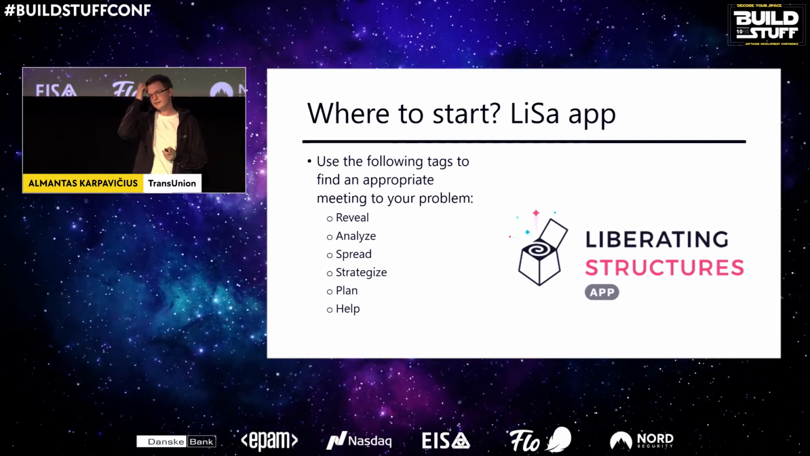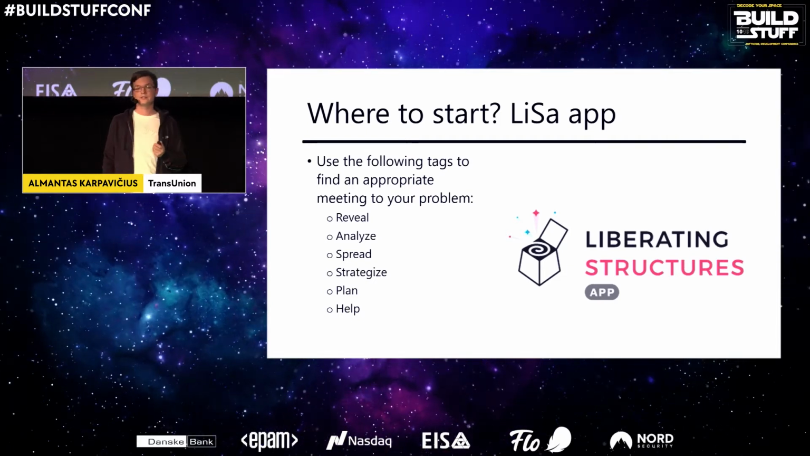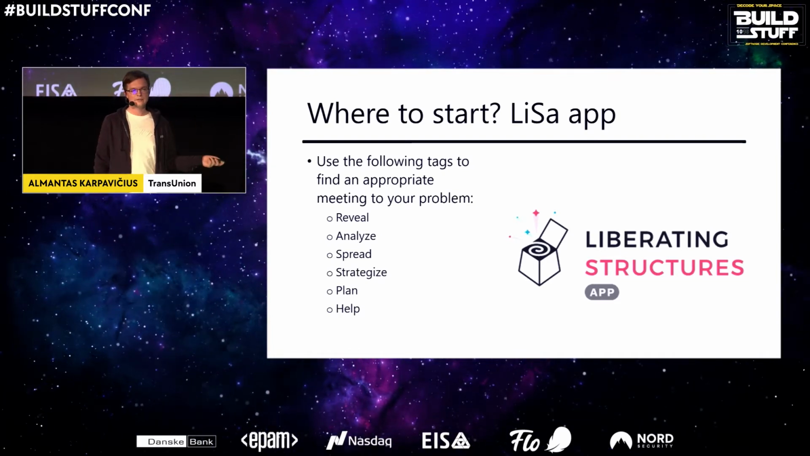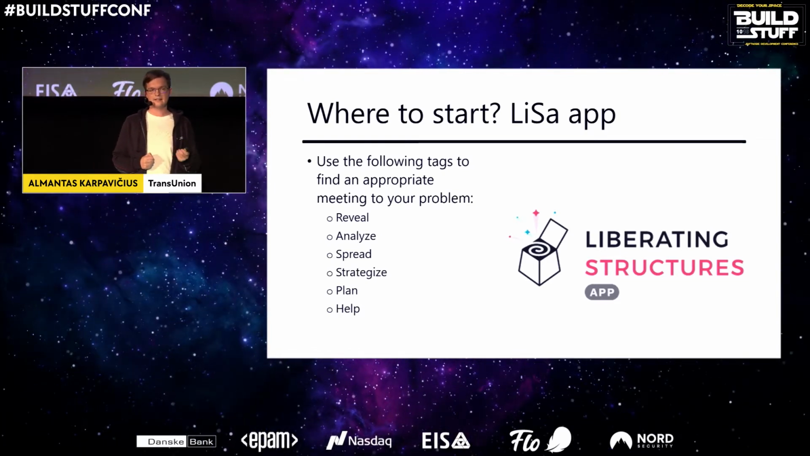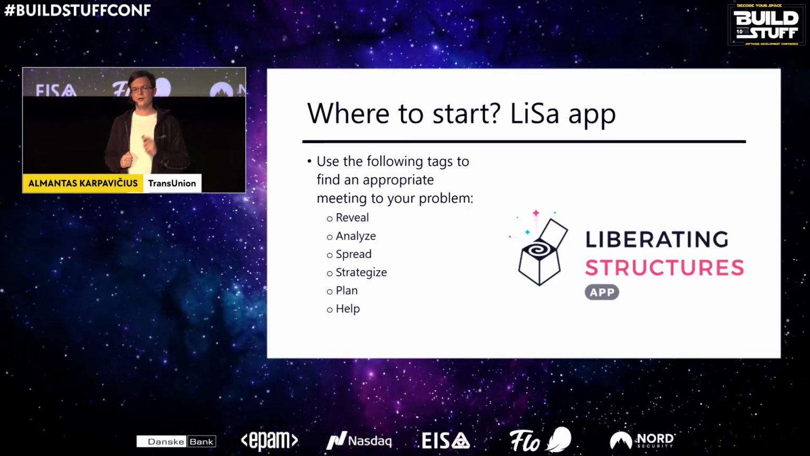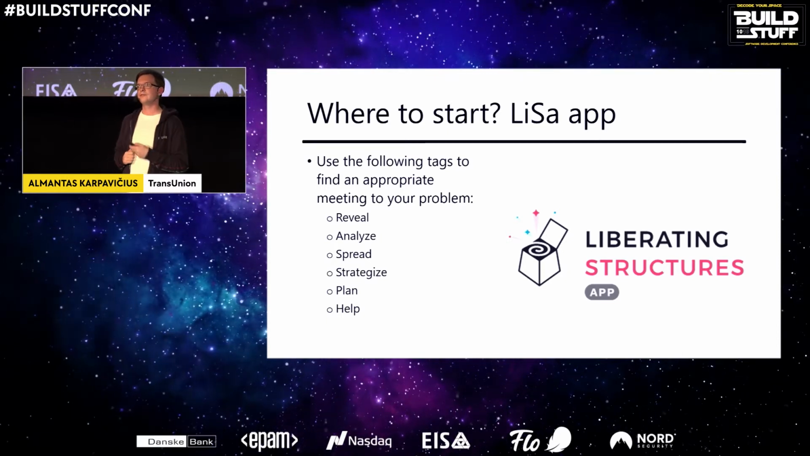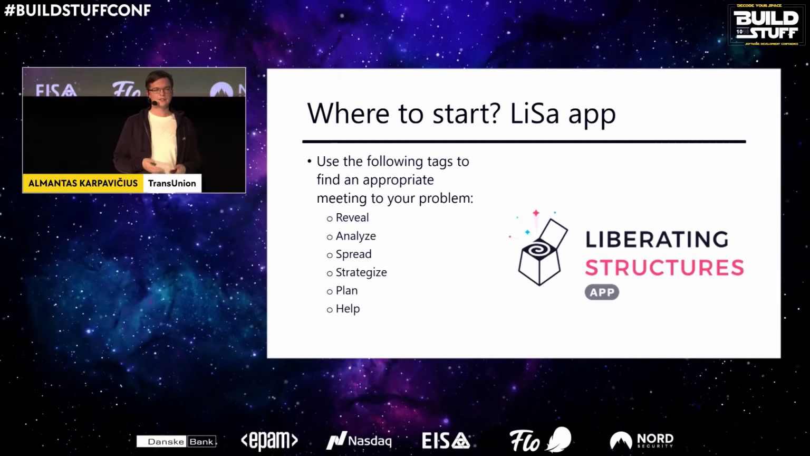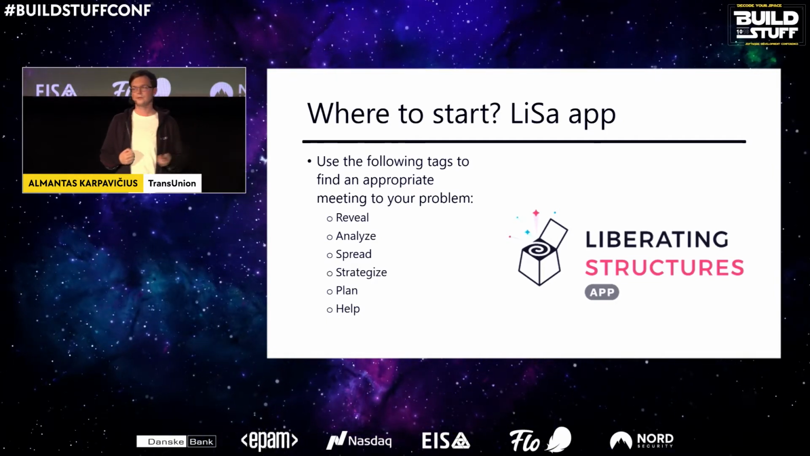Another way to start is by using the Liberating Structures app, LISA in short. It's useful because it has tags like reveal, analyze, spread, strategize, plan, and help, which allows you to filter liberating structures based on the intention, the problem that you have, based on those 6 tags.